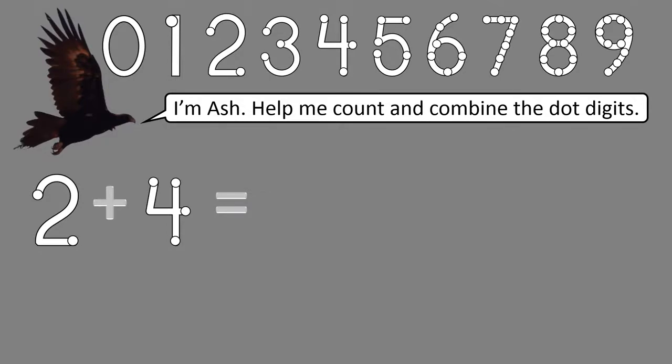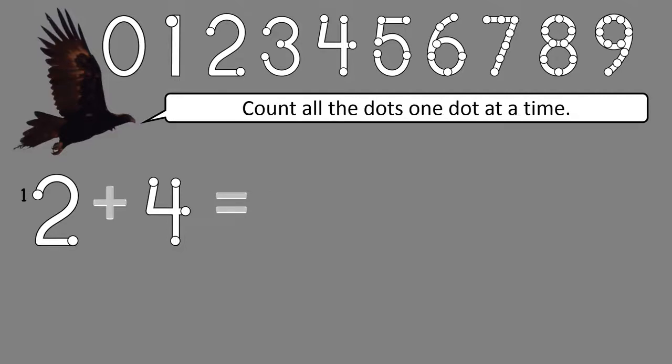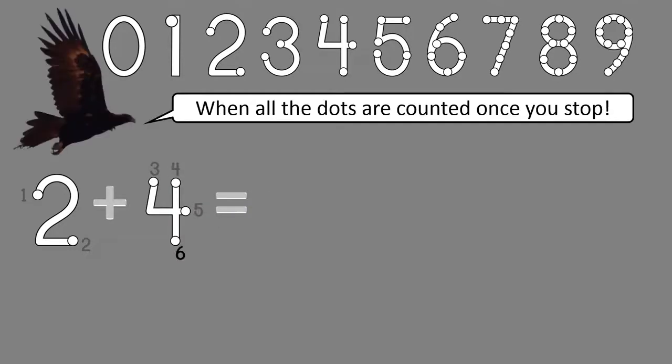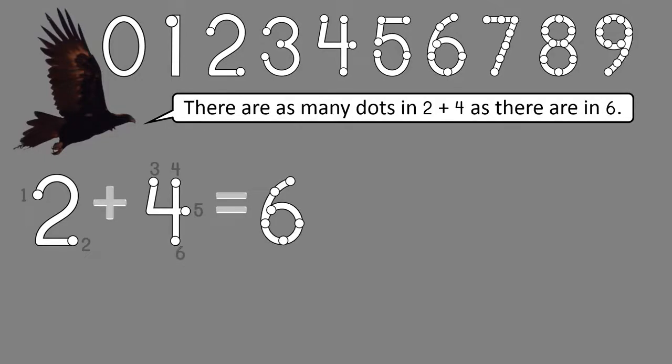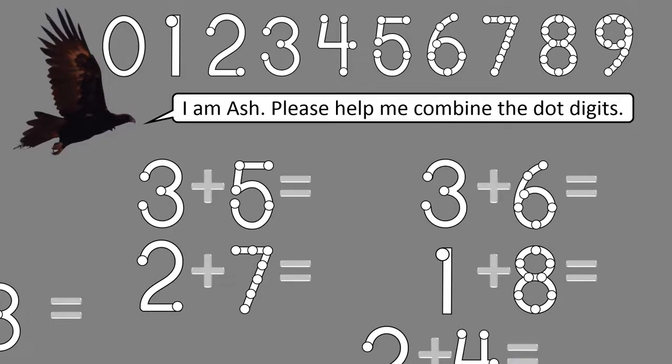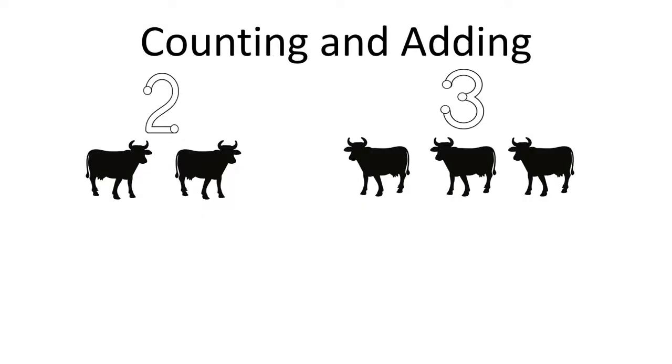So here we've got 2 plus 4 equals, can you find a digit that has as many podules? Well, there's 1, 2, 3, 4, 5, 6 podules altogether. And when all the dots are counted once, you stop. And so 6 podules means that 2 plus 4 equals 6. Okay, so we've got a variety of others that we can explore. 2 plus 7, 1 plus 8, 3 plus 5, 3 plus 6, and so on. We can get to counting.